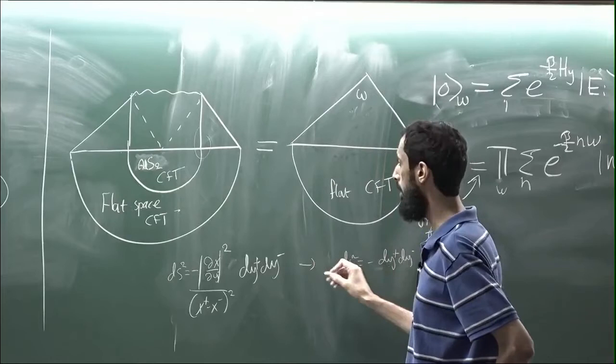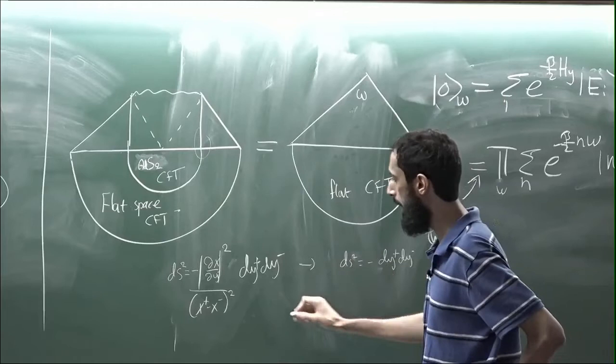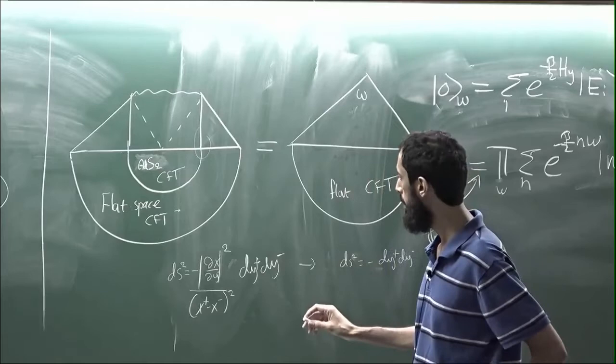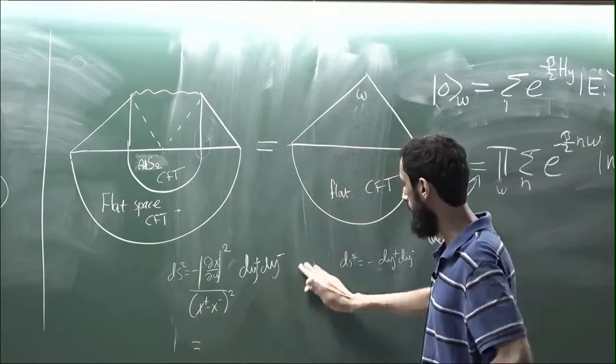But ultimately, you need to relate it to W. But before you do that, you can try to define this. So, sorry, I don't know why it's an arrow. So this is the metric here. Okay.